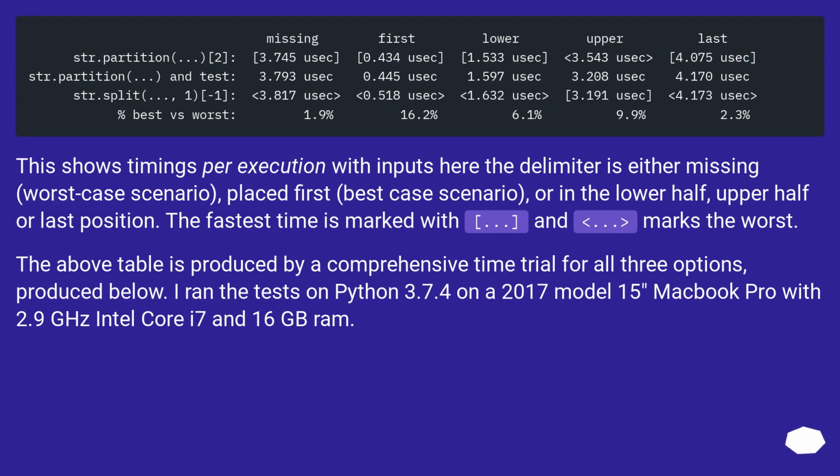The above table is produced by a comprehensive time trial for all three options, produced below. I ran the tests on Python 3.7.4 on a 2017 Model 15-inch MacBook Pro with 2.9 GHz Intel Core i7 and 16 GB RAM.